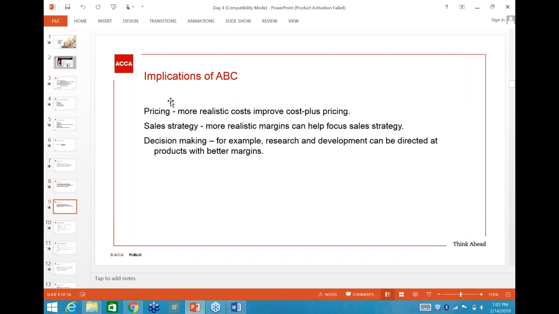Implications of ABC, where can I use it? For pricing purposes, where the cost becomes more realistic. Then there's the sales strategy. More realistic margins can help focus sales strategy and decision making. For example, research and development can be directed at products with better margins.